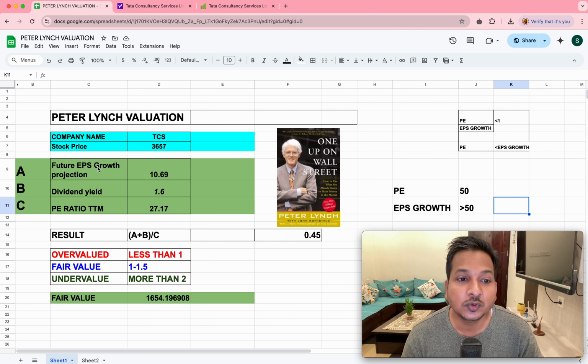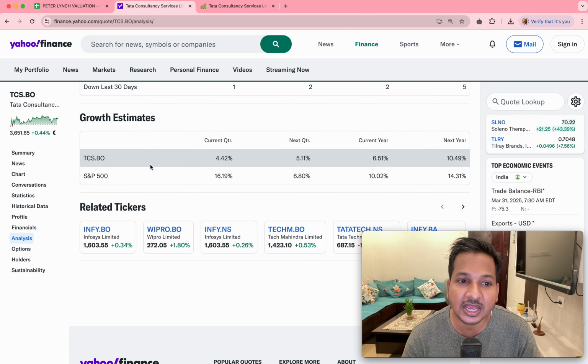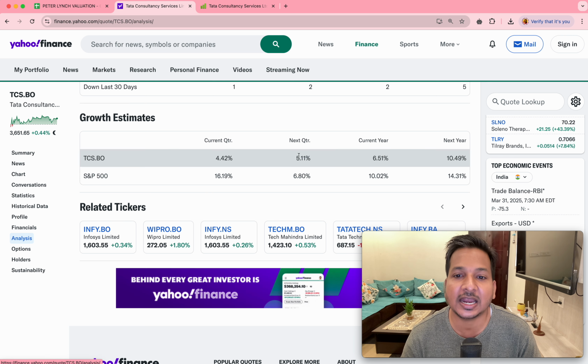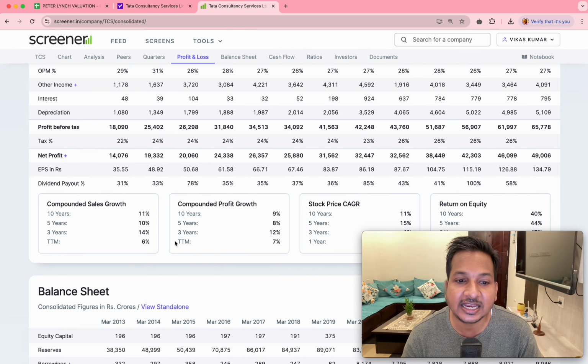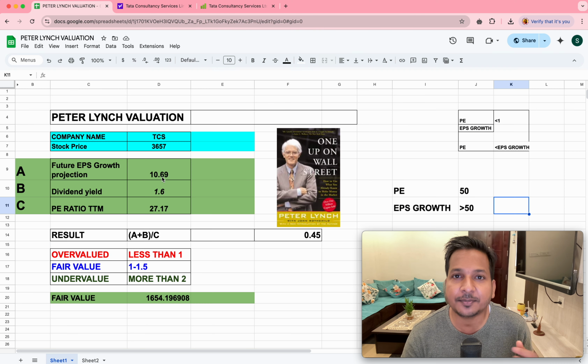Suppose the future EPS growth projection of TCS, which is 10.69, if this number is 27.17, suppose. Where we got 10.69 from Yahoo Finance: you have to come to analysis, and the next year projection you can see here, the analyst has given a 10.5% projection. On screener.com also you can see that TTM profit growth is only 7% for TCS, 7% and 10%. So now 10% is taken.